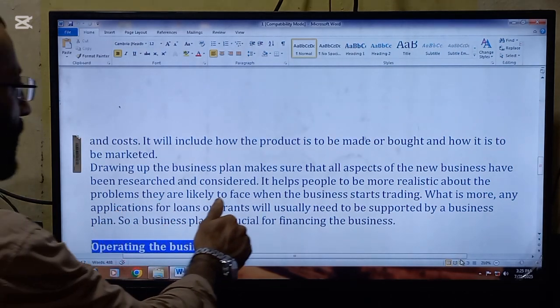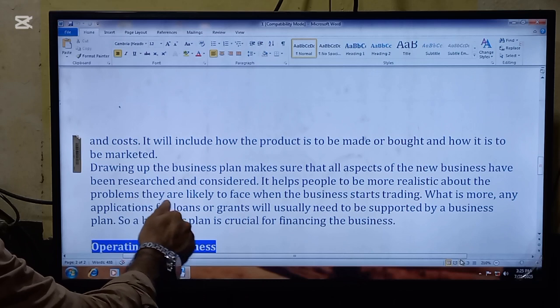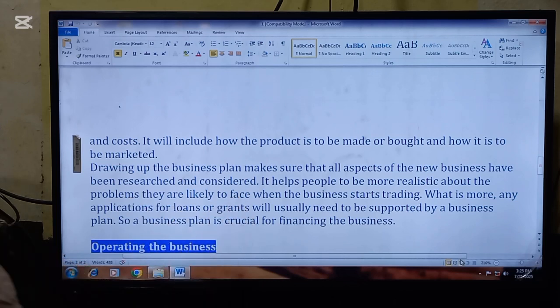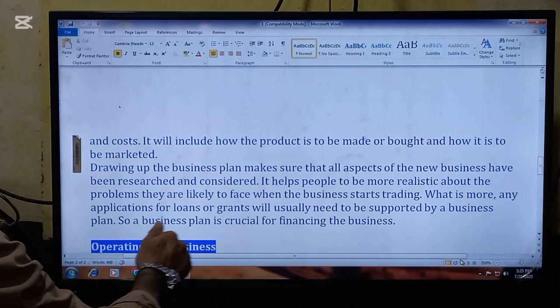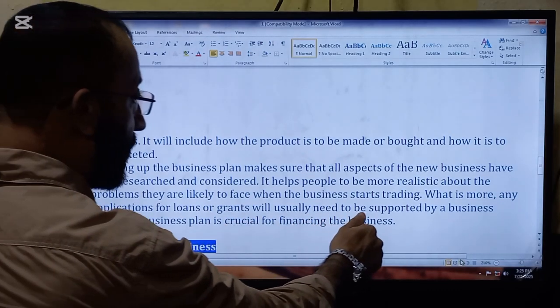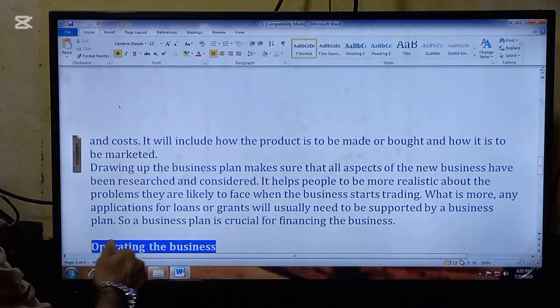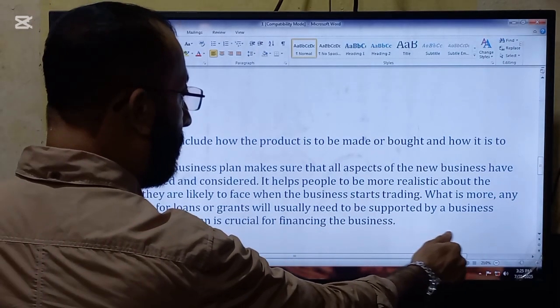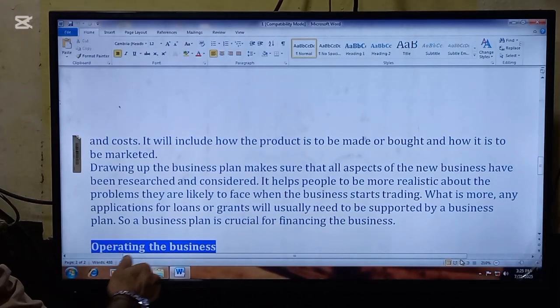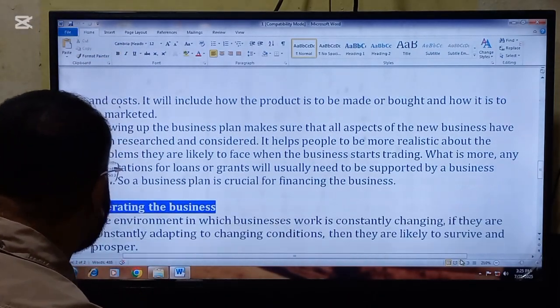Drawing up the business plan makes sure that all the aspects of the new business have been researched and considered. It helps people to be more realistic about the problems they are likely to face when the business starts trading. What is more, any applications for loans or grants will usually need to be supported by a business plan. So a business plan is crucial for financing the business.